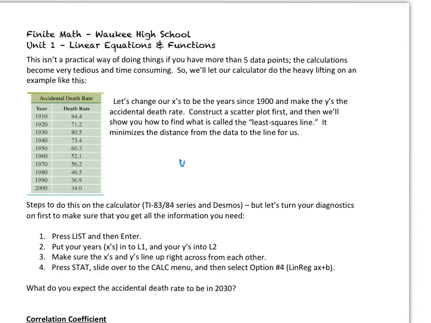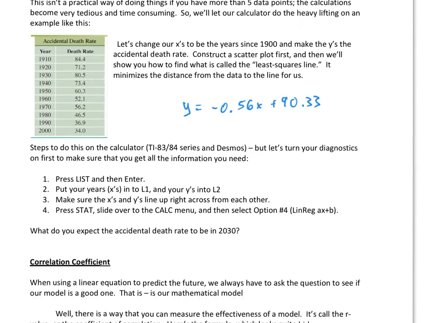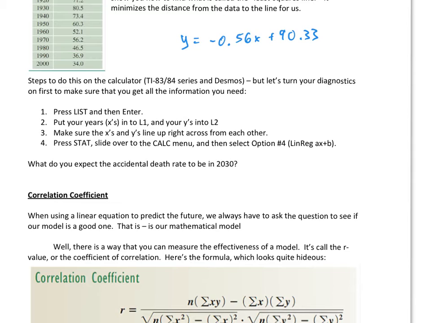I came up with y is equal to negative 0.5, I'm going to make it negative 0.56x plus 90.33. Okay? And that is going to be the accidental death rate over time according to this particular model. And again, I've got directions down here for you to be able to do this. I'd go watch the video that is on our Canvas page before jumping into trying it on your own. And obviously, sing out if you got any questions. Okay? So that's our least squares line.